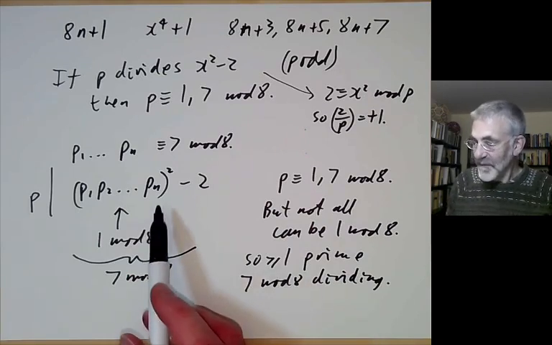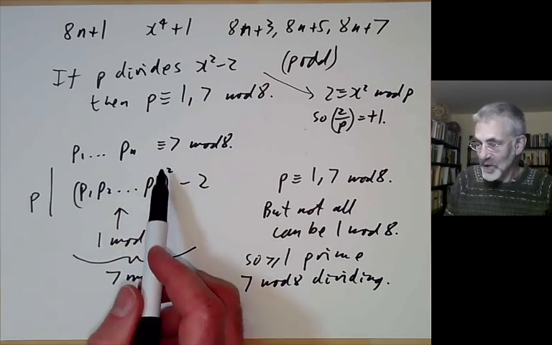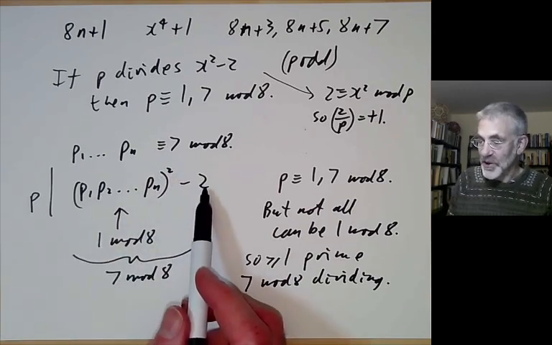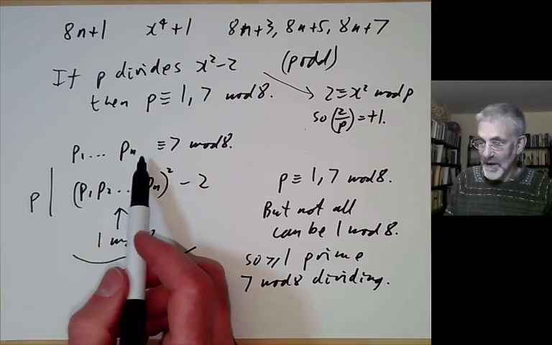So we can find infinitely many primes that are 7 mod 8 by just multiplying together all the ones we found, squaring it, subtracting 2, and we've shown that at least one of the primes dividing this must be a new prime that's 7 mod 8.